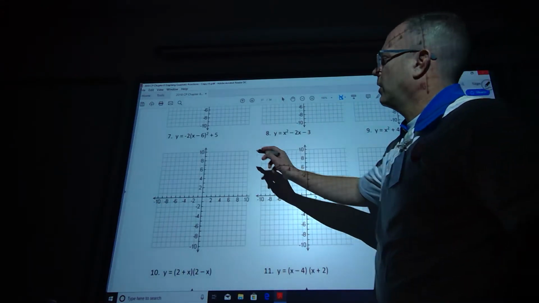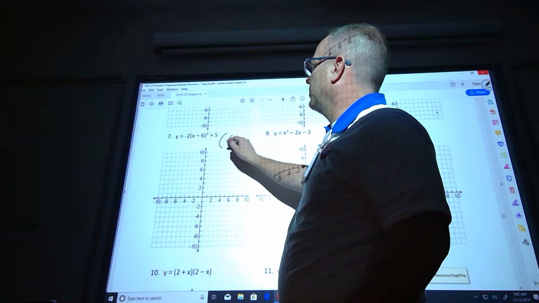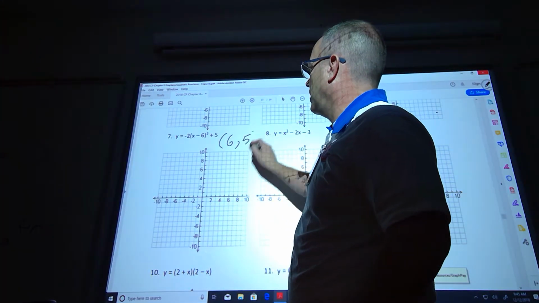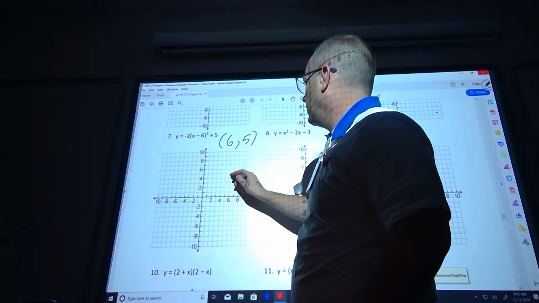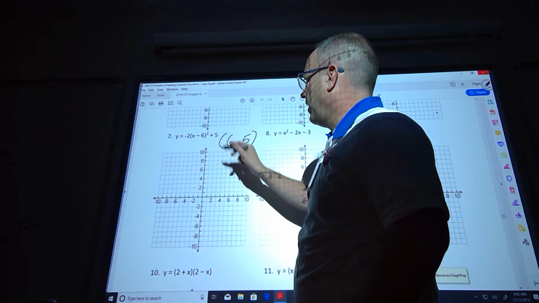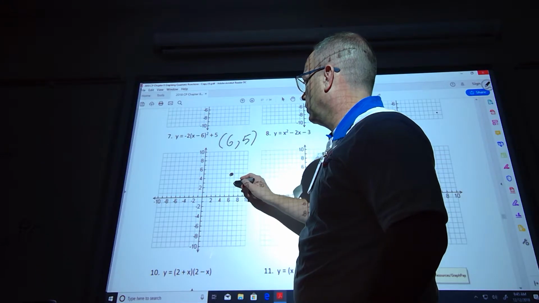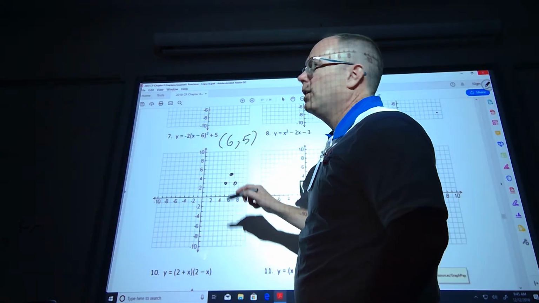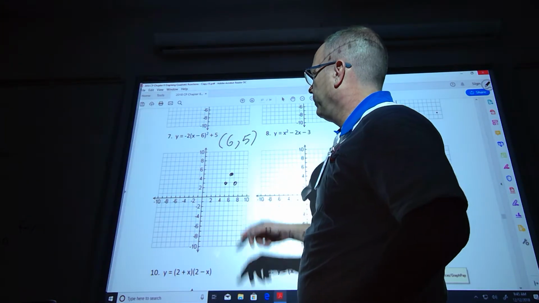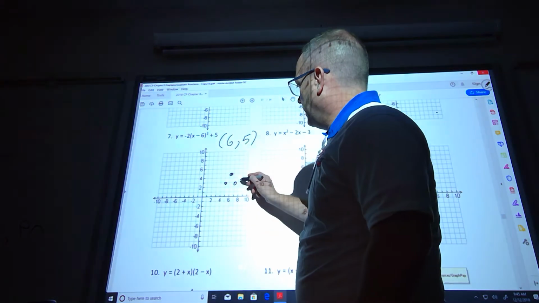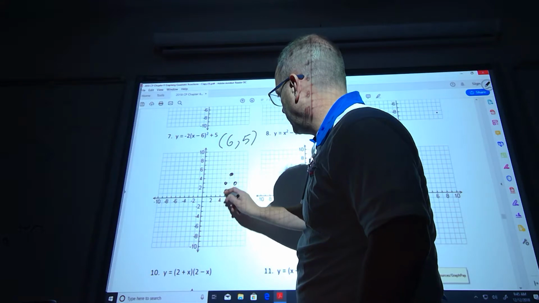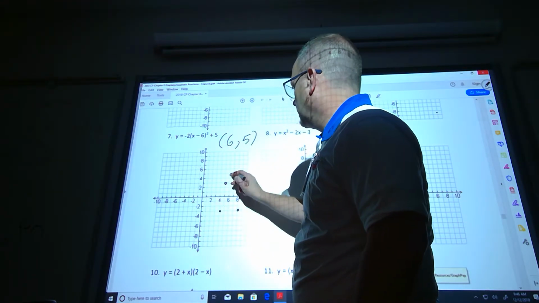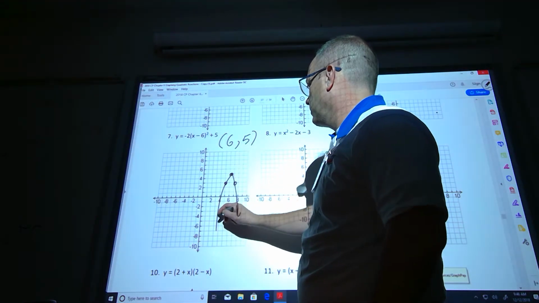Number 7, it's already in vertex form, so it's opposite inside, same outside. So 6, 5 is here. It's going to graph downward with a factor of negative 2, so I'm going to go right 1 down 2, left 1 down 2, and then right 1 down 6, left 1 down 6, and there's our graph.